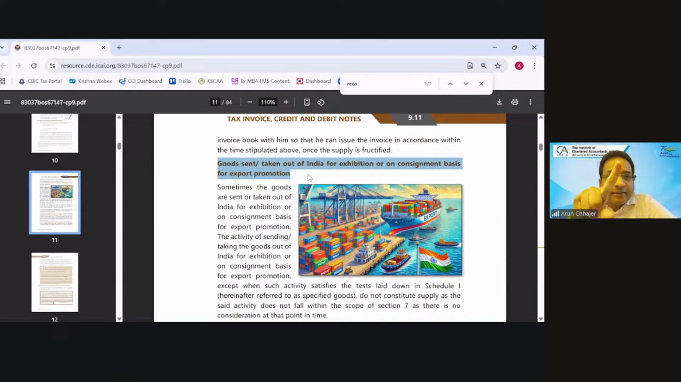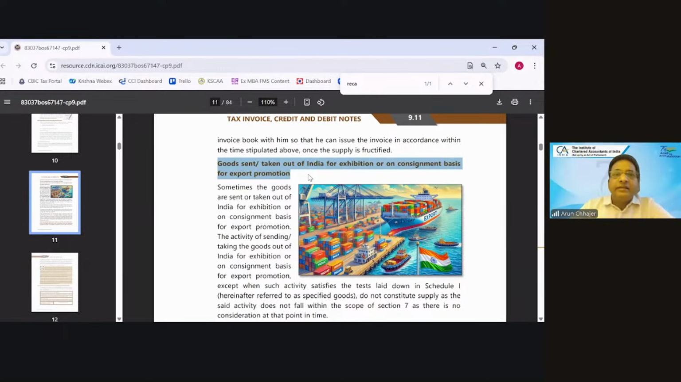Then last, refund can be taken in this case also if permitted by Rule 50, by Section 54 read with Rule 89. Last, a letter of undertaking in this case is not required. You are not required to submit the LUT in this case.